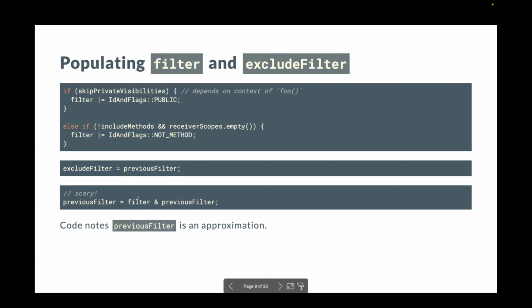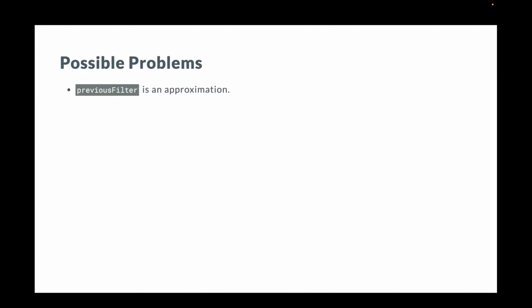But once you perform multiple searches, you actually have to combine the current previous filter with the new previous filter because we've made two searches. And this was done using a single bitwise AND. And if you think about it, this is a fairly reasonable approach. However, it is an approximation, and the code notes it as such. So I don't like approximations.